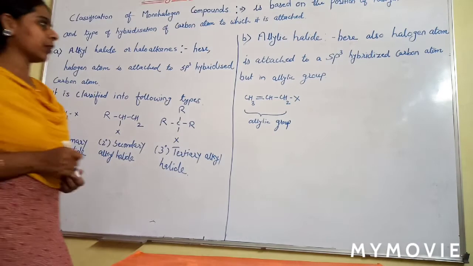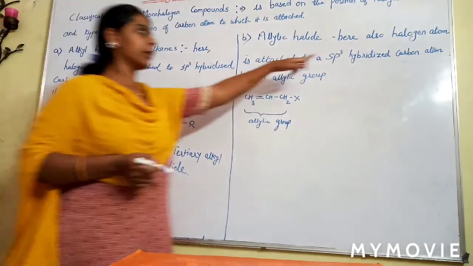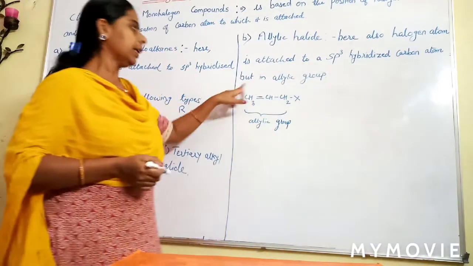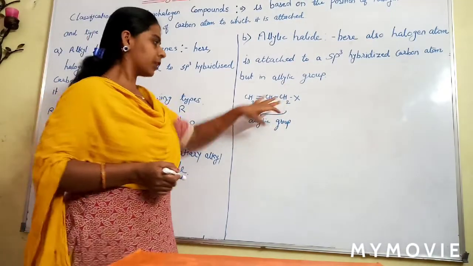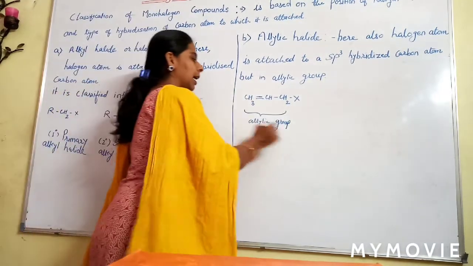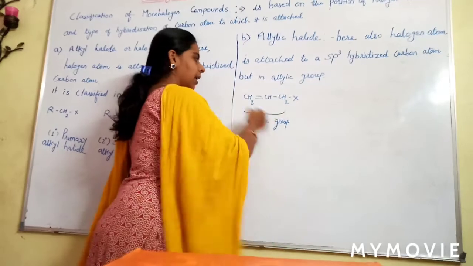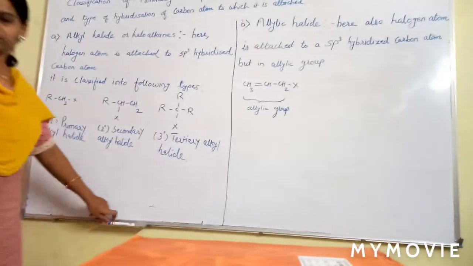Now the second classification is allylic halides. Here also the halogen atom is attached to an sp3 hybridized carbon atom, but in an allylic group. Now what is the allylic group? CH2=CH-CH2. This is the allylic group, and to that group the halogen is attached. So this is the allylic halide, and this one is the allylic group.